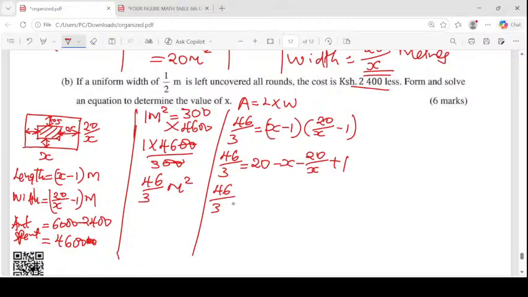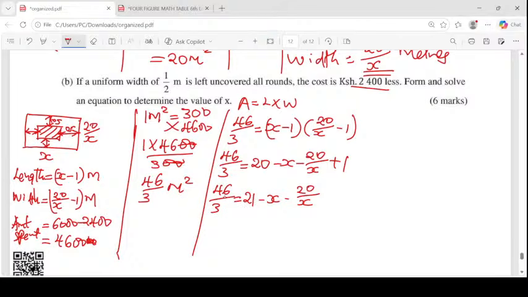So this will become 46 over 3 is equal to 20 plus 1, it will be equal to 21, minus x minus 20 over x.